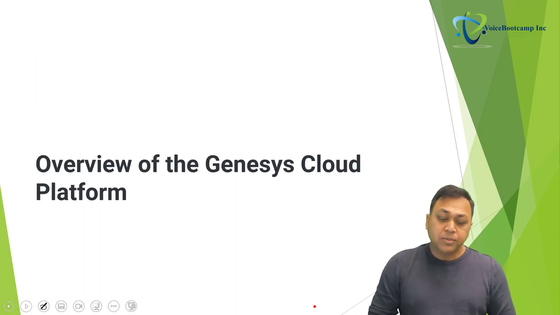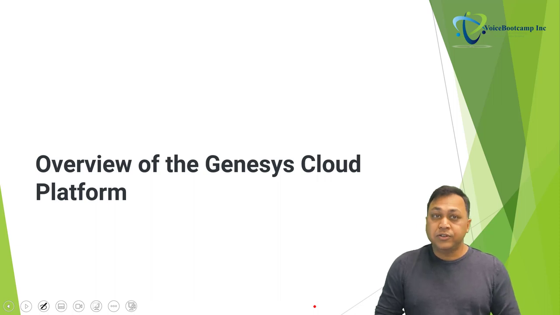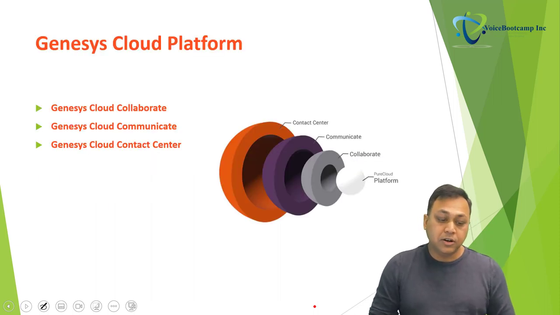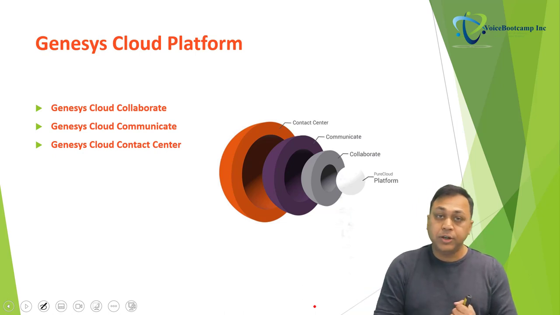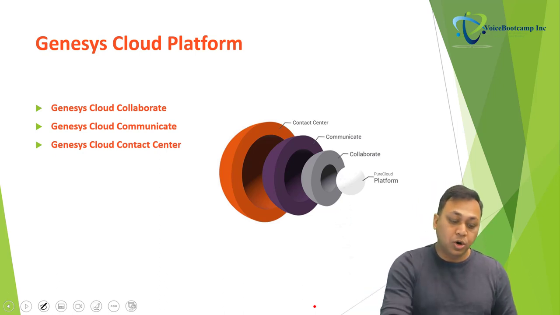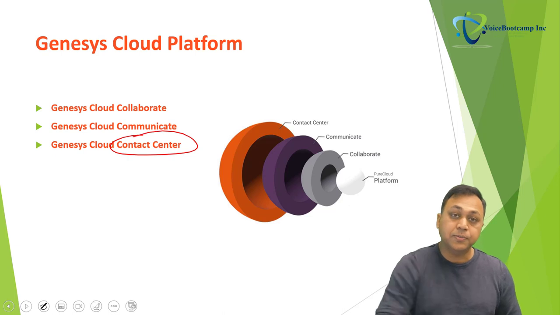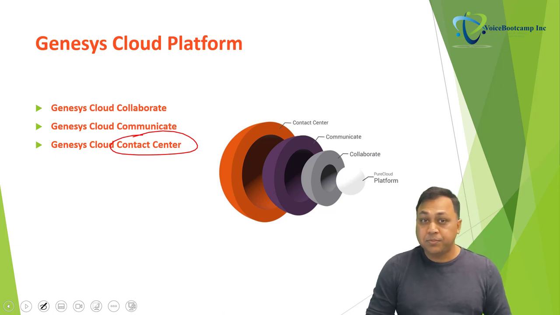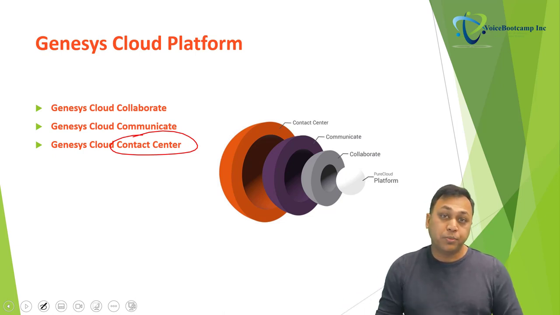Now, the overview about the Genesys Cloud platform is that it is divided into three different components. You've got the collaborate, communicate, and the contact center. The collaborate basically contains a feature set that is based upon the concept of a corporate directory.